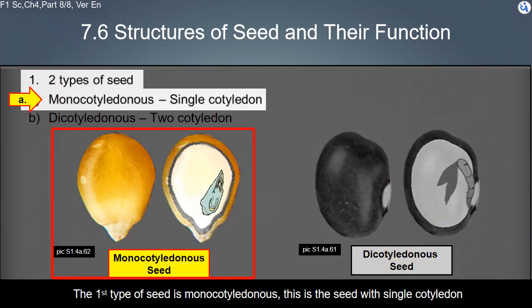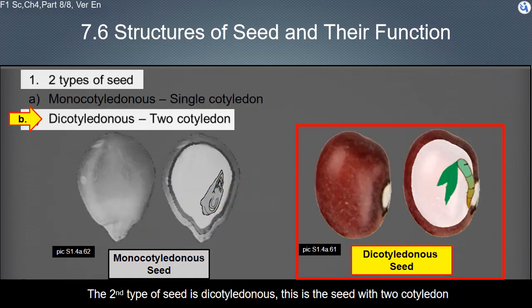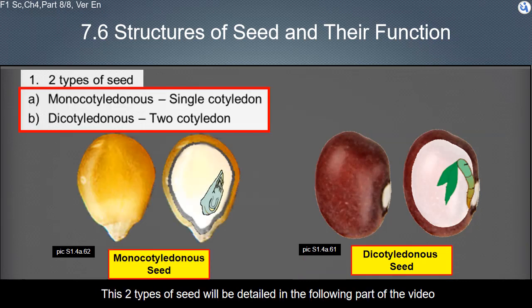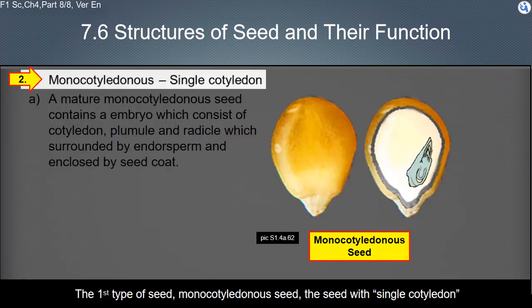The first type of seed is monocotyledonous. This is the seed with a single cotyledon. The second type of seed is dicotyledonous. These 2 types of seed will be detailed in the following part of the video. The first type of seed, monocotyledonous seed, is the seed with a single cotyledon.